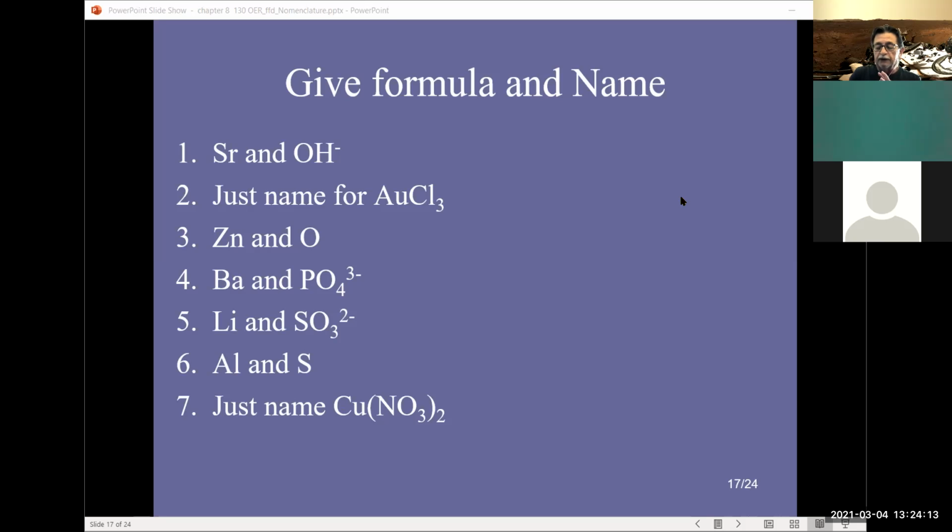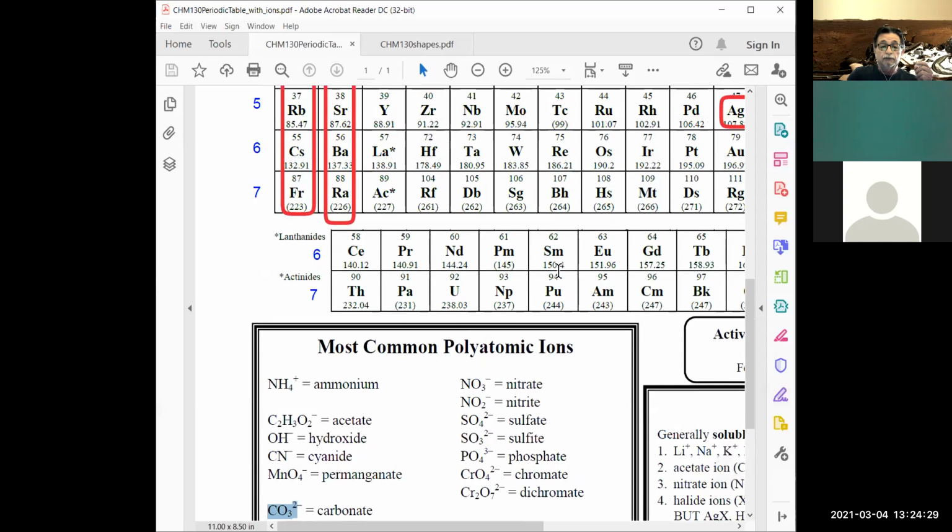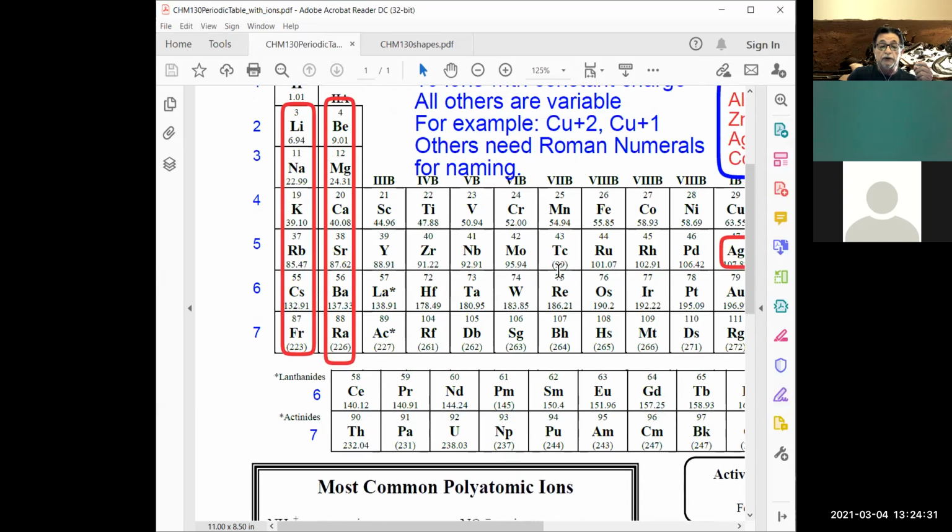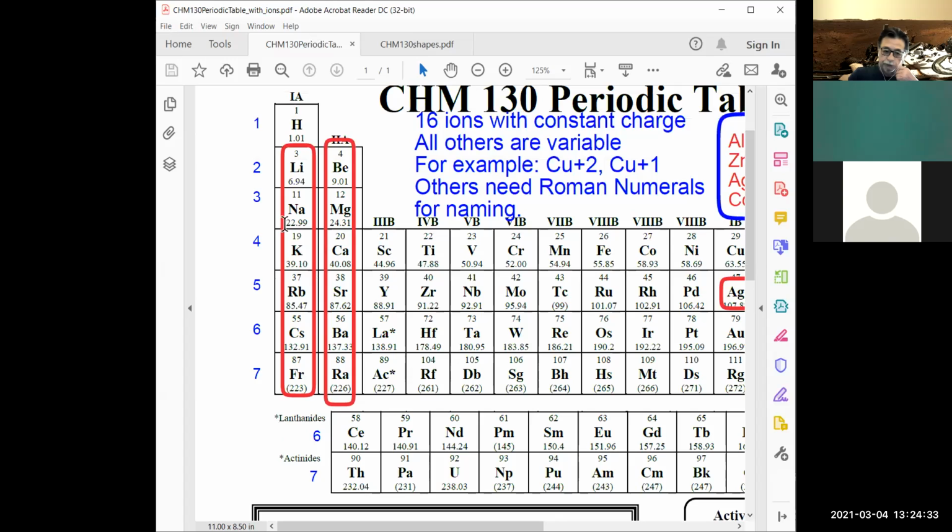Now you're given the element Sr. First you need to find it on the periodic table. We need to find Sr, which is strontium. So I'm going to pull up the periodic table and look for it. Oh, there it is, number 38.